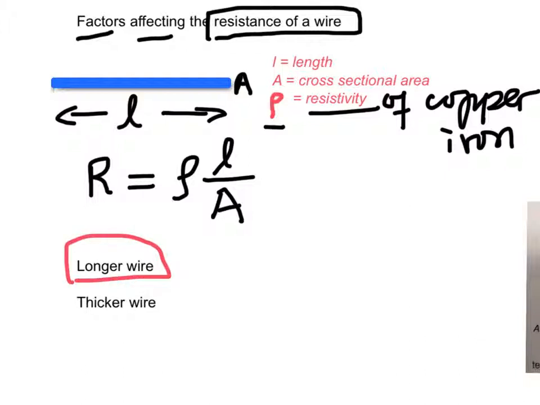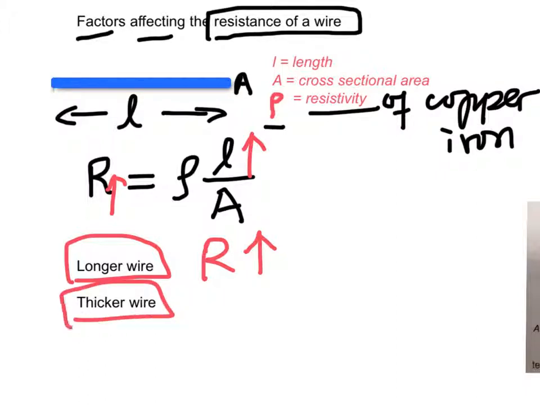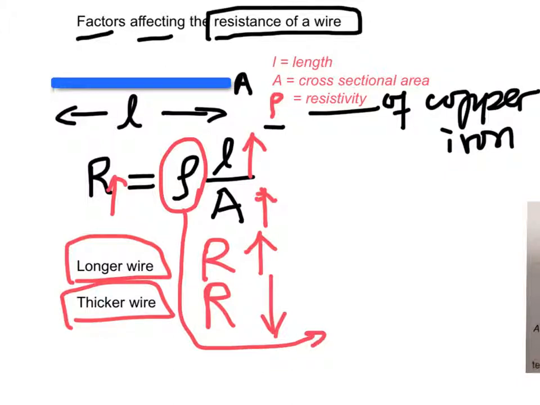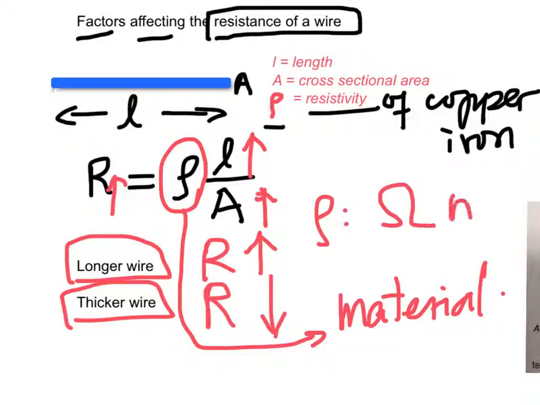a longer wire, the length increases and the resistance of the wire also increases. Next, for a thicker wire, that means the cross-sectional area of the wire increases. In this case, the resistance of the wire will decrease. The last factor affecting the resistance is the resistivity, which depends on the material. The unit of resistivity, ρ, is ohm meter.